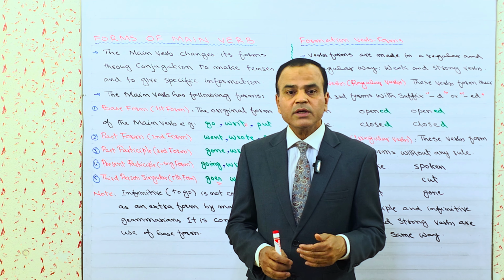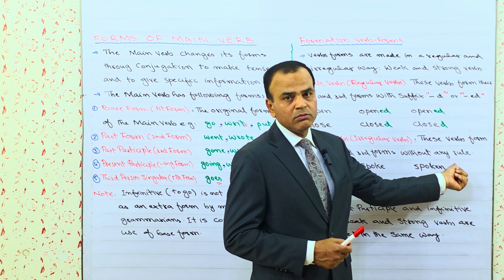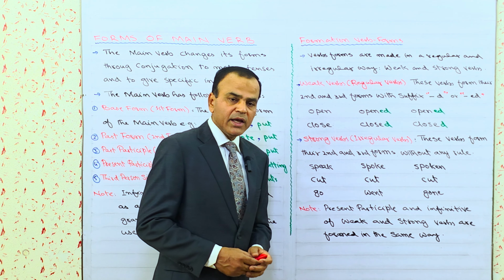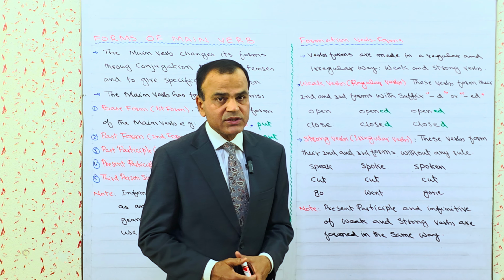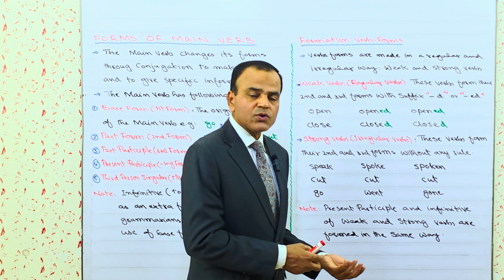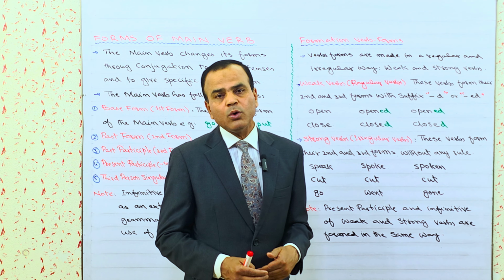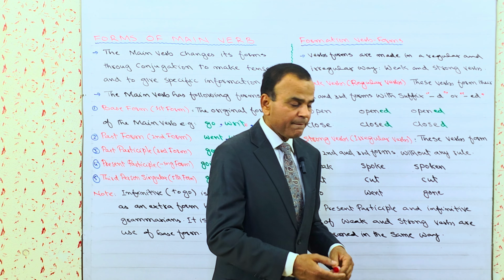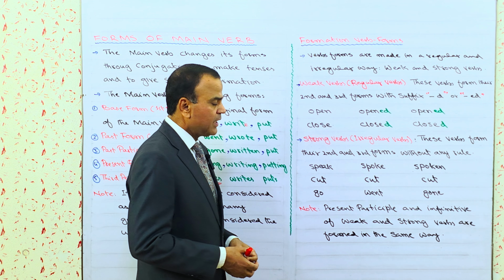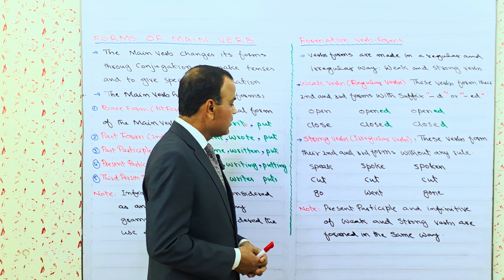So strong verbs or irregular verbs make their second and third form without any rule. There is no rule in English. And at the end of every good dictionary, almost all the strong verbs, or the list of all the strong verbs, is given. For now, let us see the examples of strong verbs.